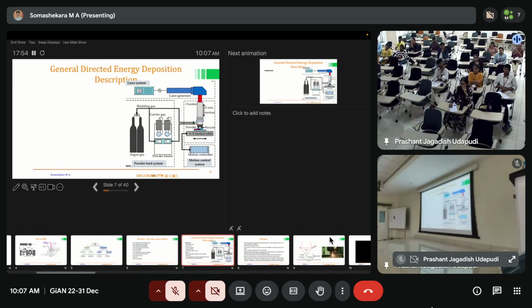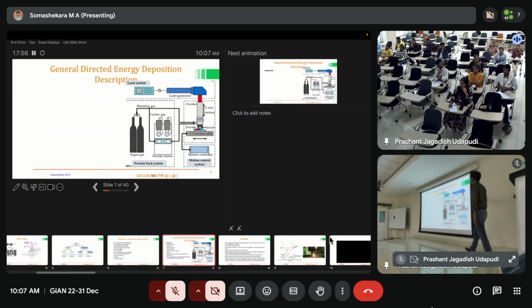If you see the typical schematic of all the DED technologies, it is something like this, right? You will find the laser generator, or if not laser, you may have an electron beam. Then you typically have the head, where you feed the material. As I said, this is the typical schematic of any DED system, where the powder is coming from the nozzle and the laser is coming from the middle.